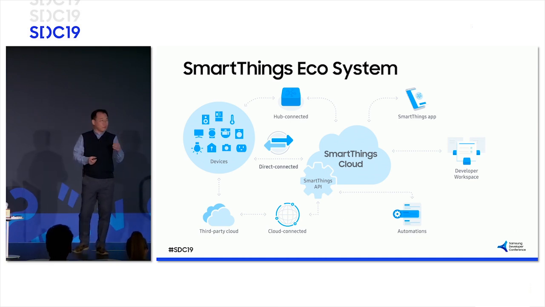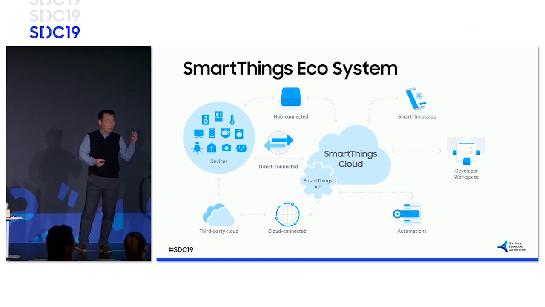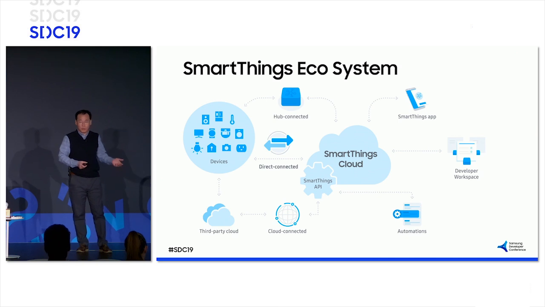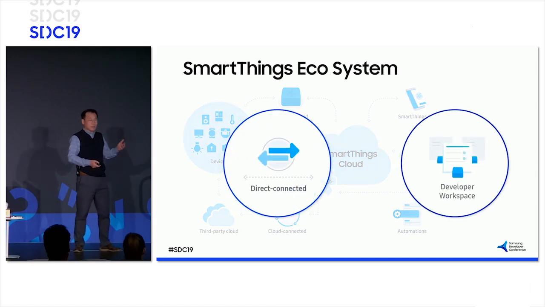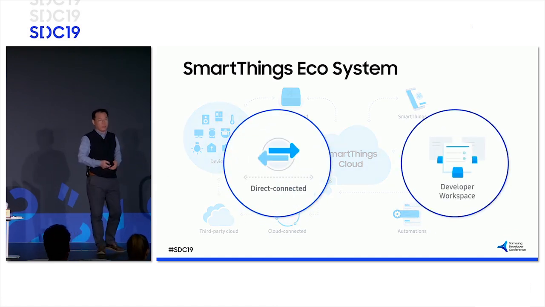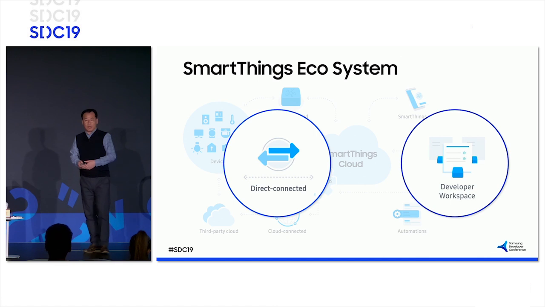As you know, we have three different types of integration with the SmartThings platform, which are hub connected, direct connected, and cloud connected type. In this session, we'll focus on the SmartThings Device SDK to help you learn how to integrate your Wi-Fi enabled device by using direct connect type.